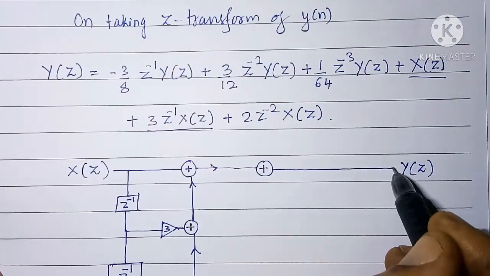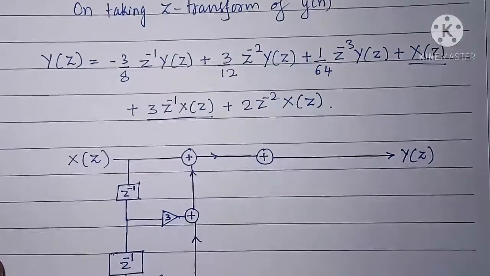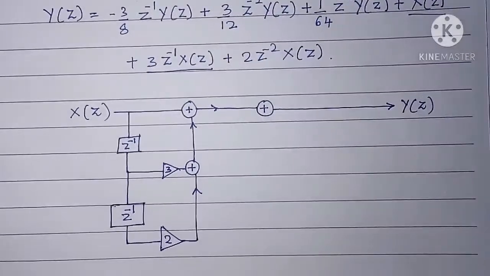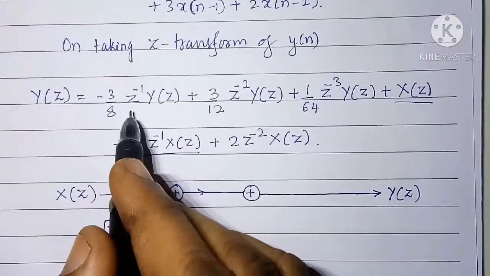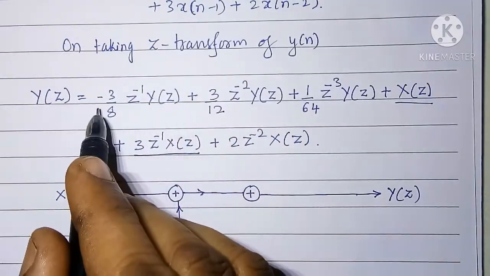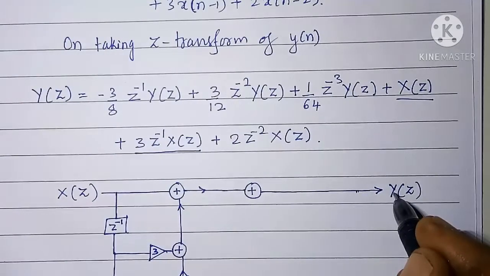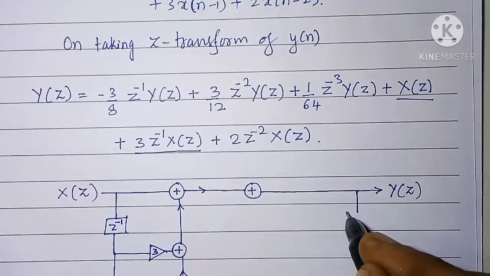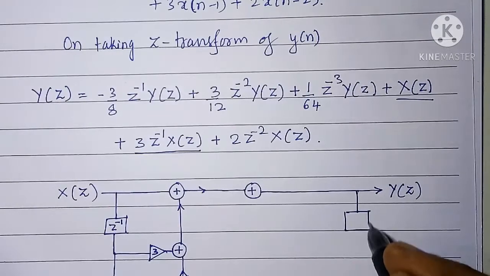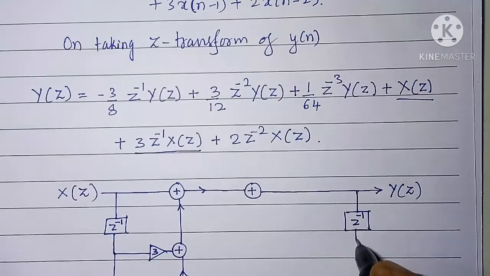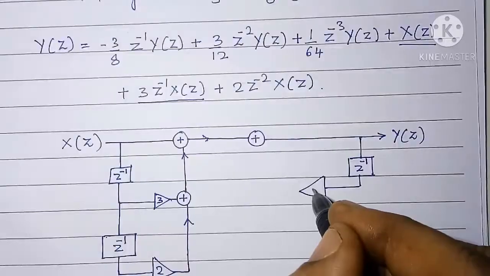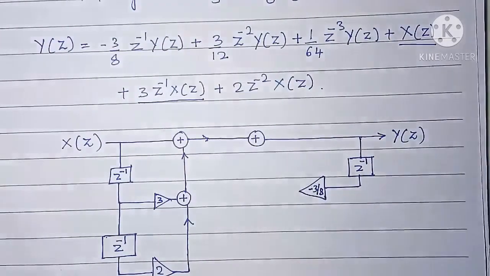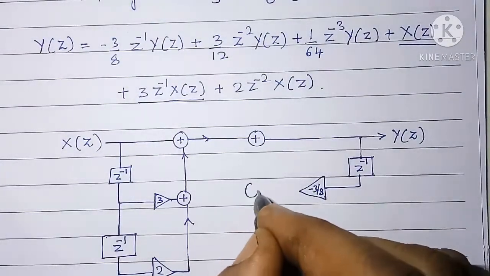If you remember the basic structure, then you can do it very fast, otherwise it will take a lot of time. First term is z raised to minus 1 y of z into minus 3 by 8. Y of z is here. I will take the tapping. Here I get z raised to minus 1. And here I will show one gain box. In the gain box I have to show now minus 3 by 8. And here one plus sign.